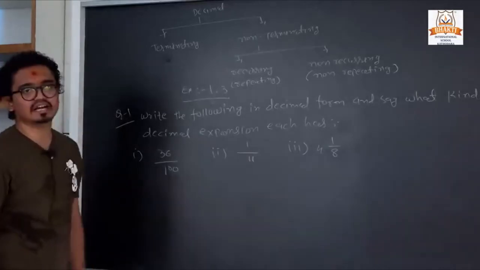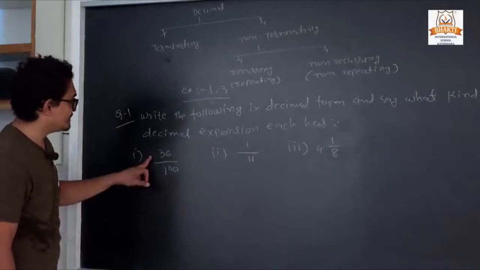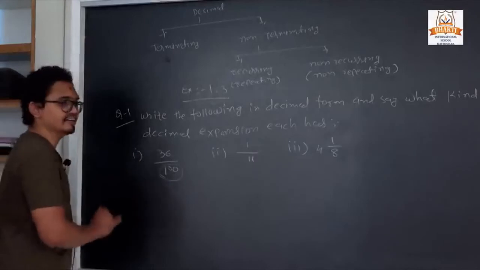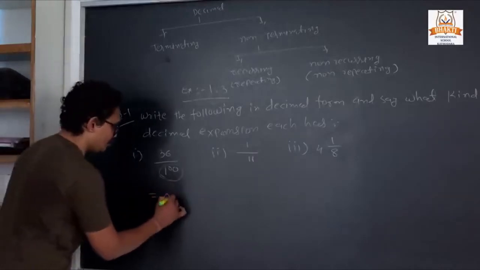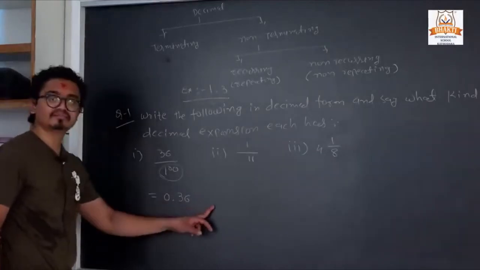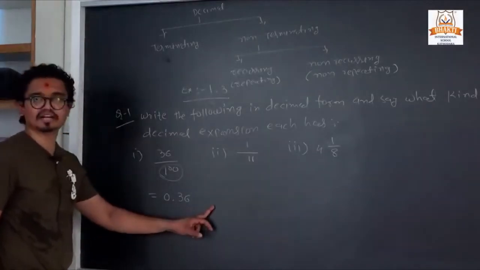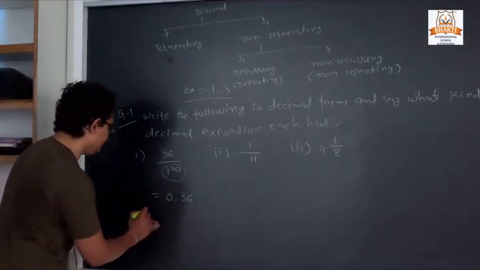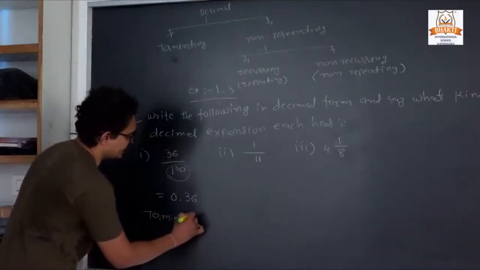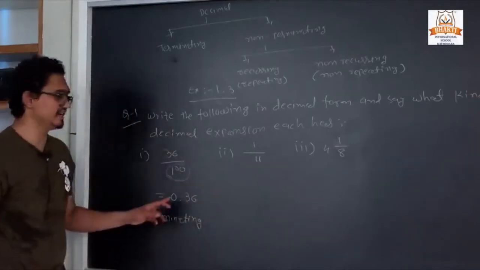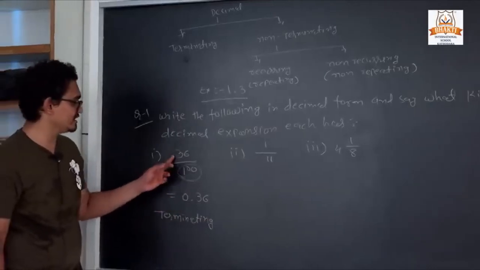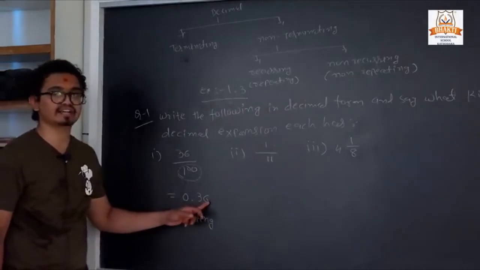In a previous standard you already performed converting a fraction into decimal. Here in the denominator we have 100, so we can write 0.36. So it is terminating, one kind of terminating number, because we do not require any division. We can directly convert 36 upon 100, and it will be 0.36.